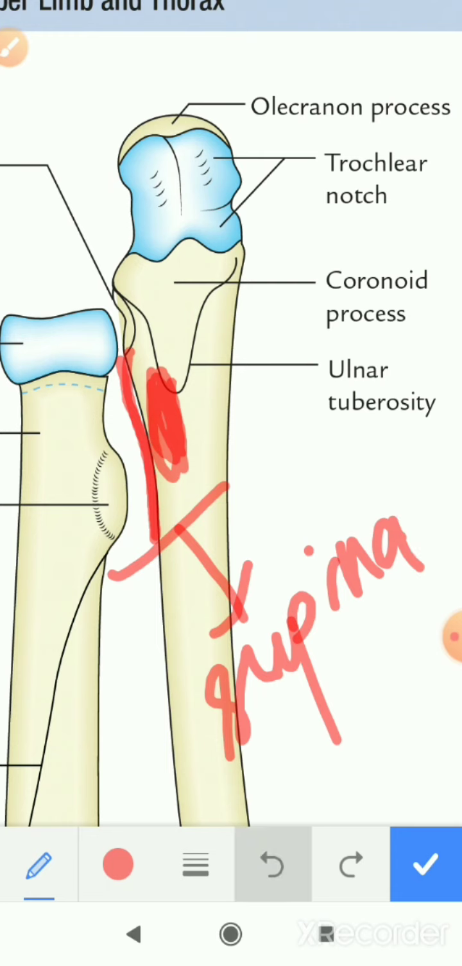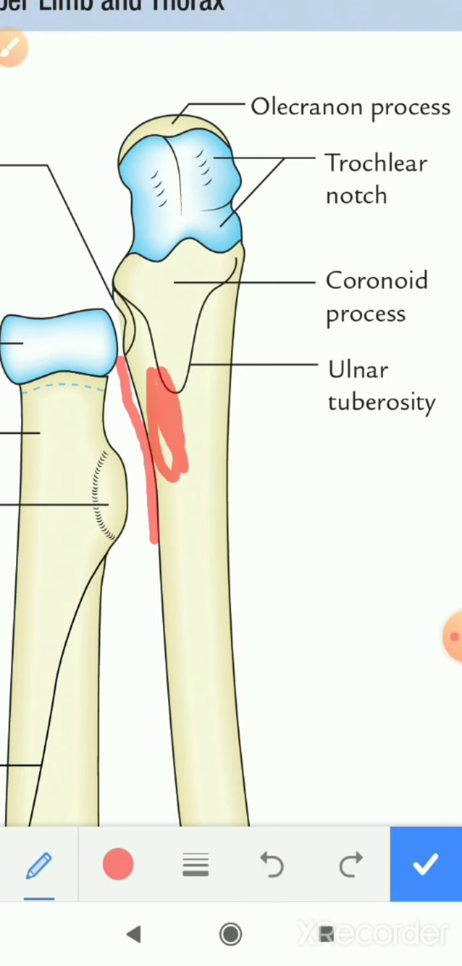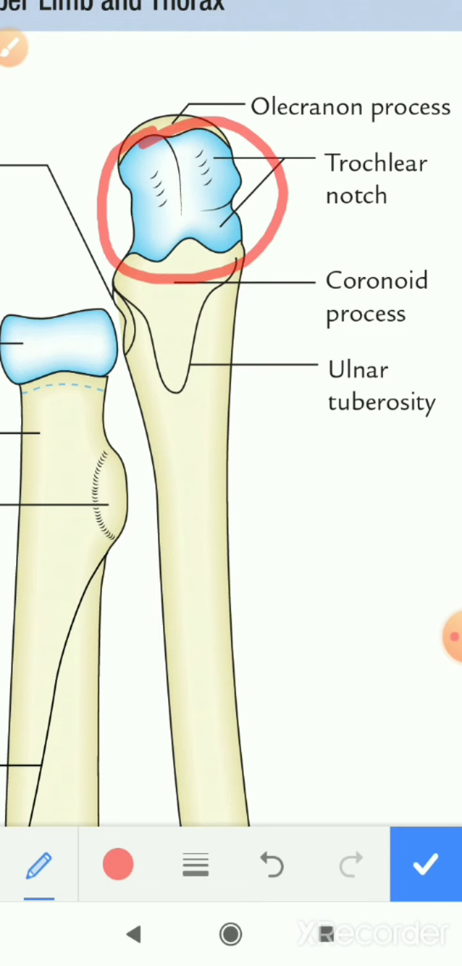Then come to the notches. We know there are two notches: one is the trochlear notch and another one is the radial notch. Look at the trochlear notch. This is a C-shaped structure, and it articulates with the trochlea of the humerus and forms the humero-ulnar joint, which is a part of the elbow joint, and its margin provides attachment to the capsule of the elbow joint.